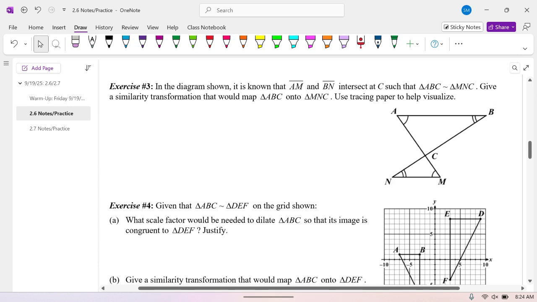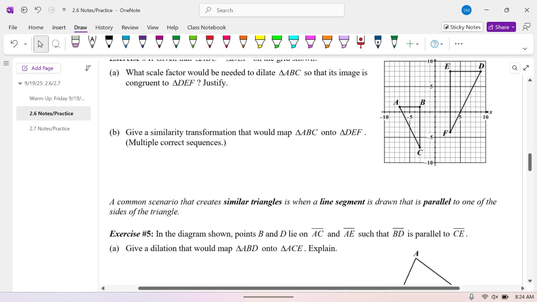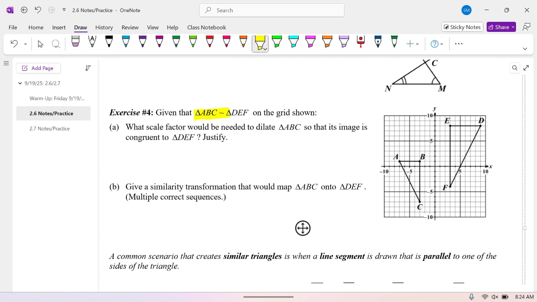All right. So we're going to skip exercise 3 because it's pretty much more of the same. But let's look at exercise 4. So it claims that triangle ABC is congruent to triangle DEF. And it wants to know what scale factor we need to dilate ABC so that its image is congruent to DEF. All right. So first off, let's just list the points for ABC.